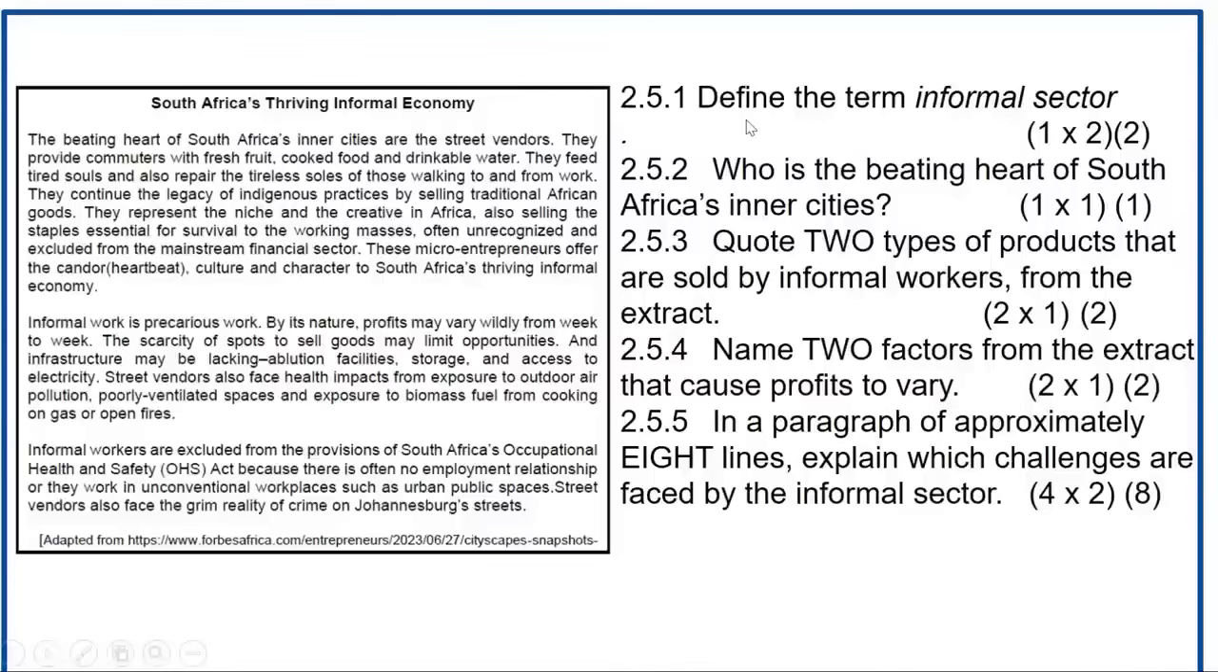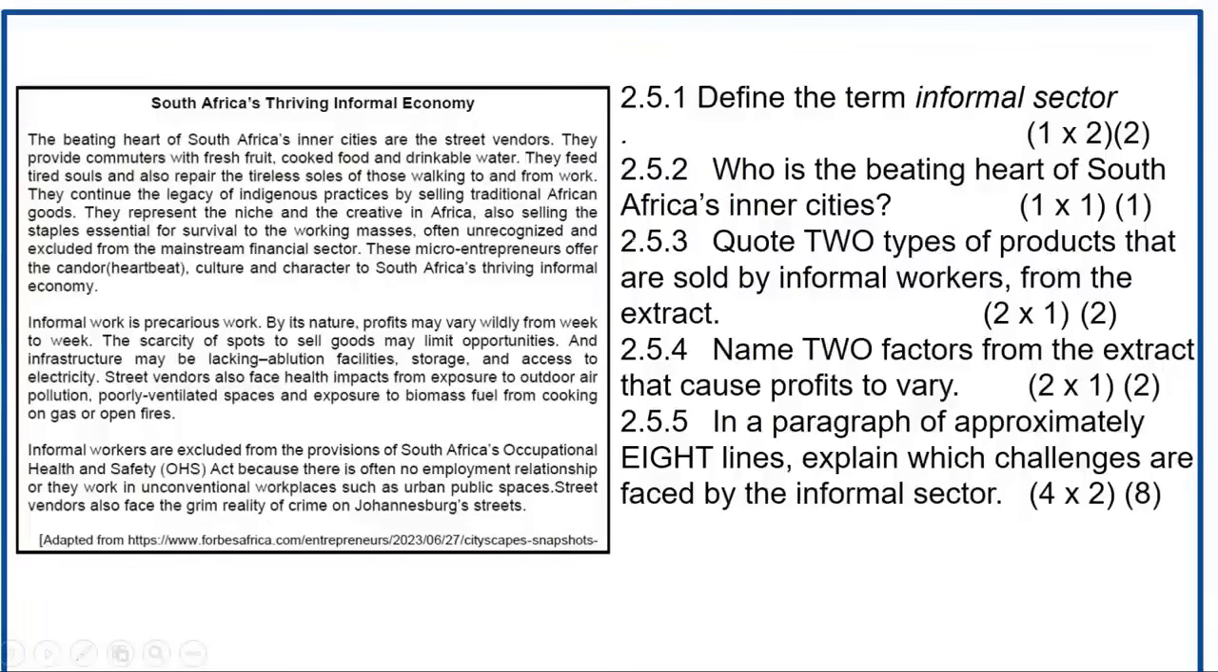Okay. Now the next one is define informal sector. So informal sector, as opposed to informal settlement, this is unregistered businesses. Informal sector simply refers to unregistered businesses. Who is beating the heart of South Africa's inner cities? According to this, it says the informal sector. Quote two types of products that are sold by the informal sector.